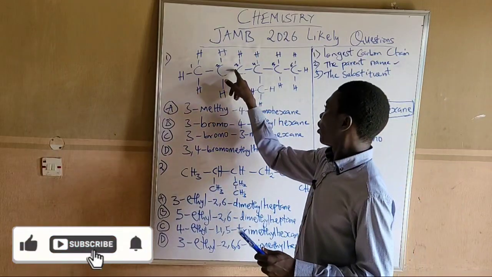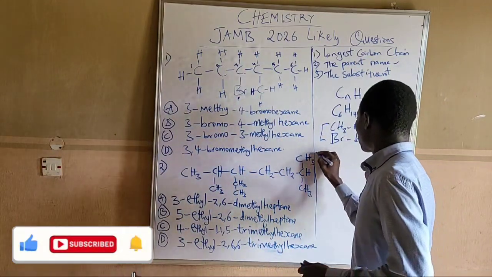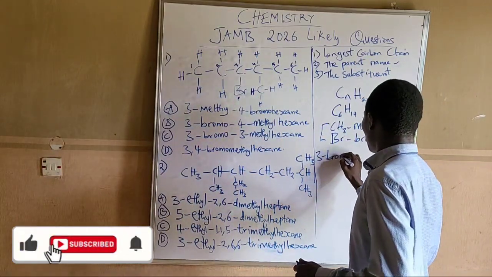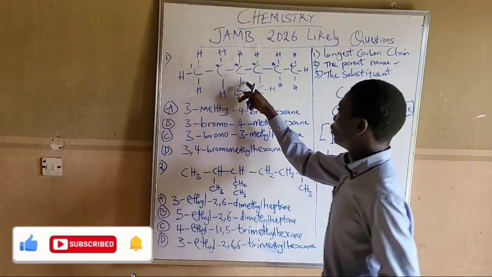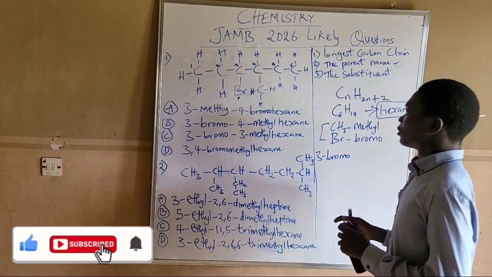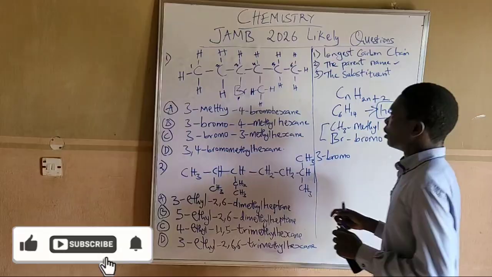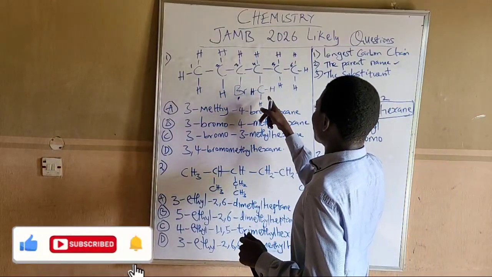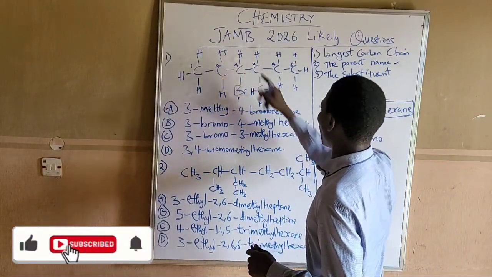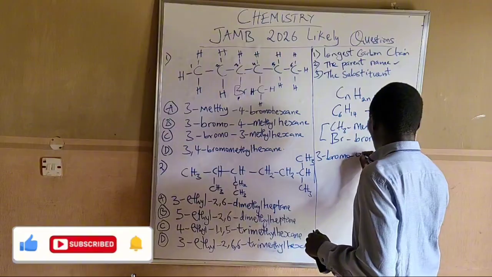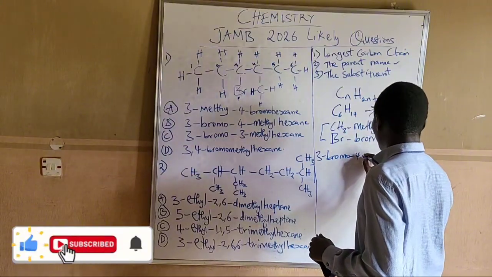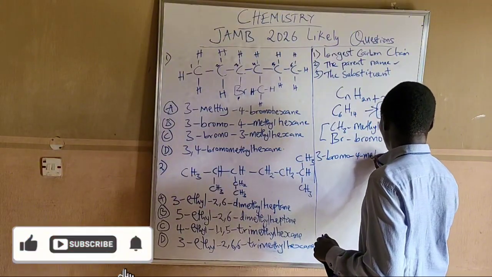Now, bromine can be found in carbon 3. So I will say 3-bromo. Mind you that this bromine, you call it bromo, okay? Now, 3-bromo. Then the next substituent we have is this methyl, which is at carbon 4. So 3-bromo, 4-methyl.